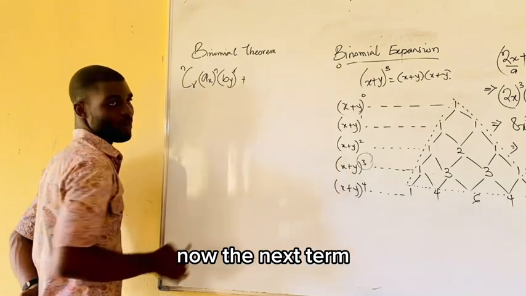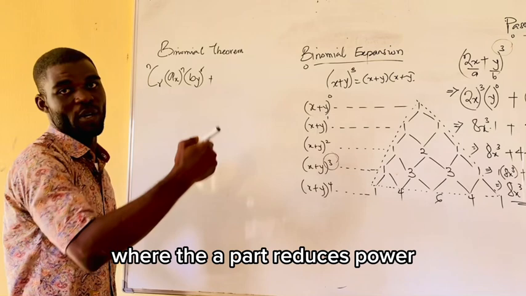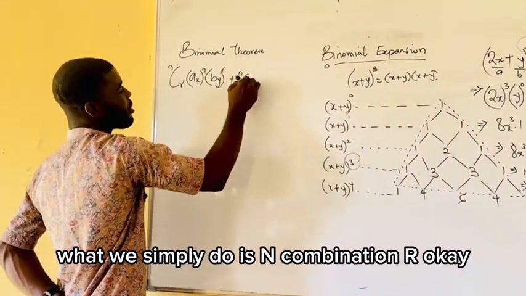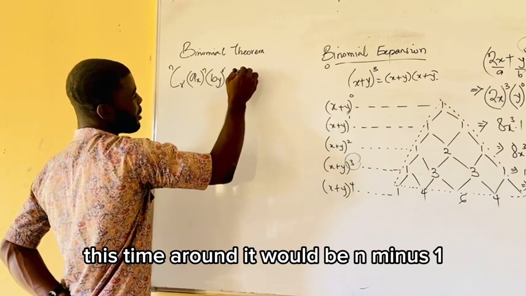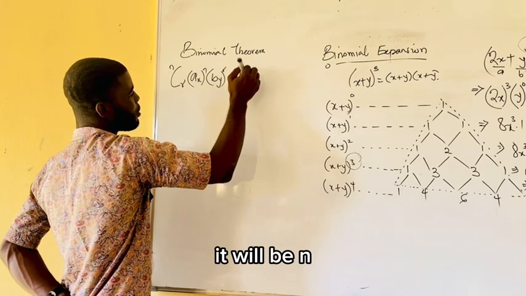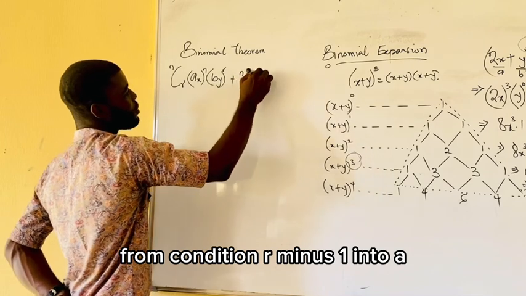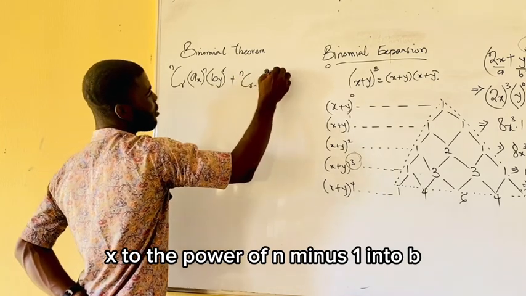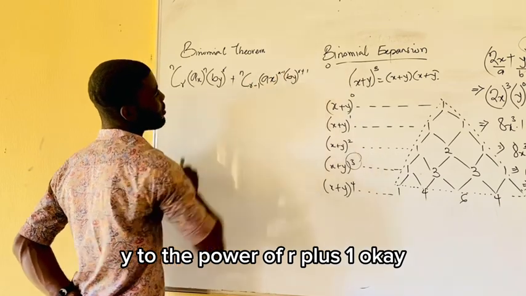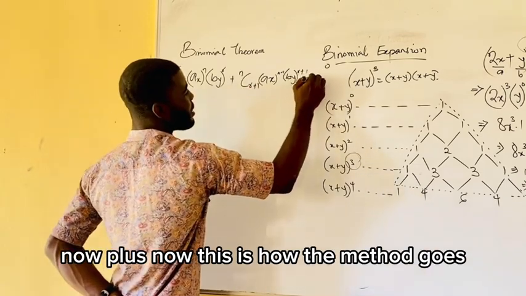Okay, now the next term, just like how we did on that edge there, where the a part reduces power and the b part increases power, what we would simply do is n combination r. This time around it will be n combination r minus 1 into a x to the power of n minus 1 into b y to the power of r plus 1. Okay? Now r plus 1, sorry. All right, now this is how the method goes.